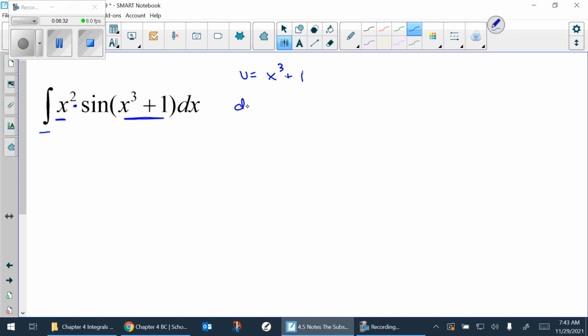The derivative of that, and I'm going to do the multiply by dx all as one step here. The derivative of that is 3x squared times that dx that came over from having been underneath here.